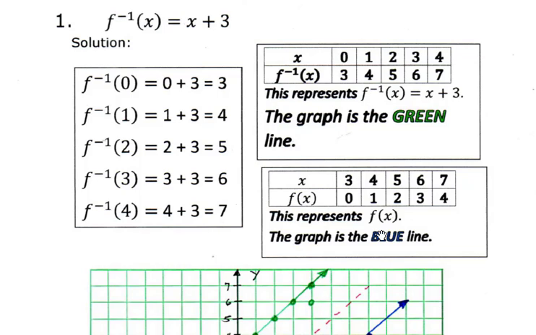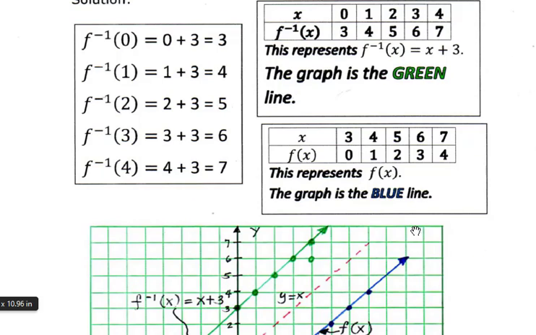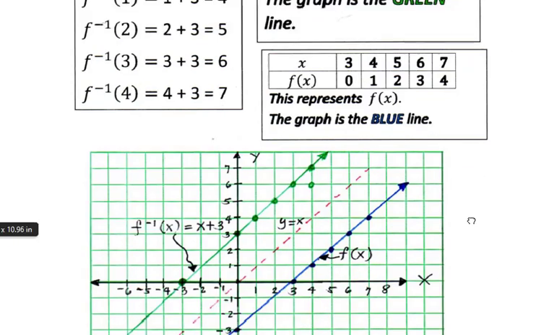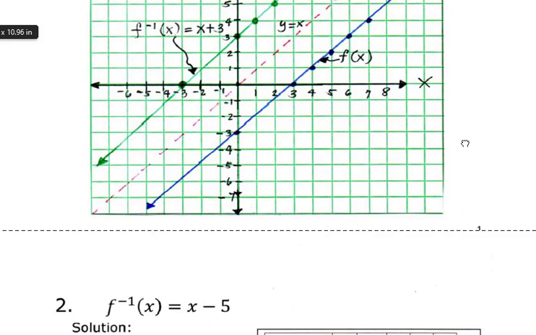Then we have (1, 4) and (4, 1), (2, 5) and (5, 2), and so on, up to (4, 7) and (7, 4). And it says here, this represents f of x, the blue line. So we have a point (0, 3). Let's try to go over this function.